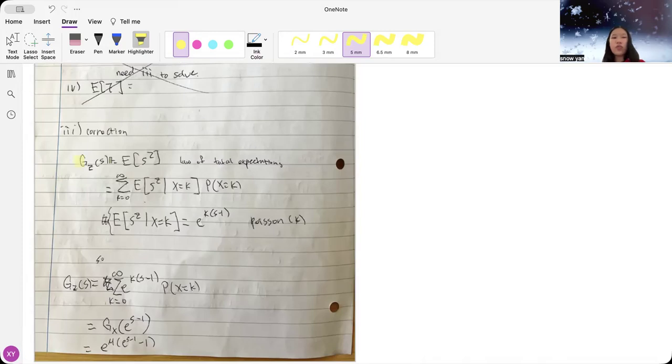I know that the generating function of Z would just be the expected value of s to the Z. Z is really hard to handle directly, so I need to use the law of total expectation and condition on X equals k. So I have the sum from k equals 0 all the way to infinity of E of s to the Z conditional on X equal to k, times P of X equals k.